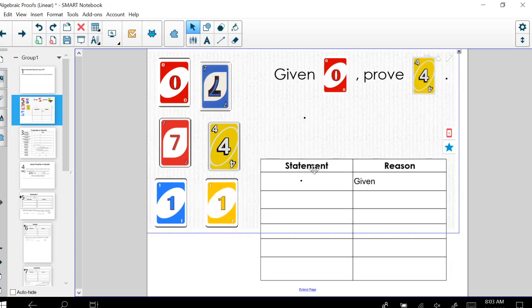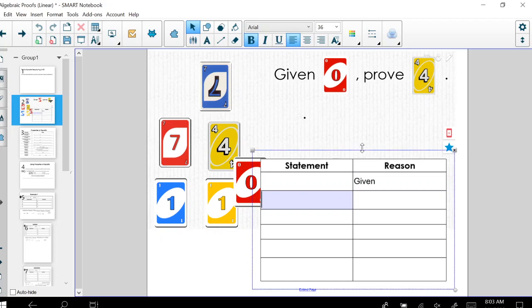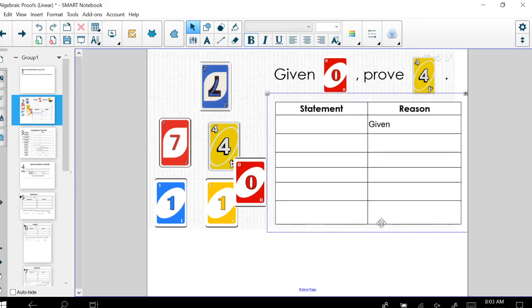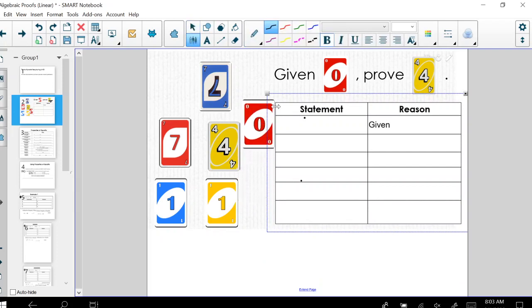Okay, so given the red 0, how do we prove the 4? Well, we start with what's given, which in this case is going to be that red 0 card. So you're always going to start with what's given because that's really the only information that you have to work with at the beginning. Okay, so we have our red 0. That's what we're given to start with.